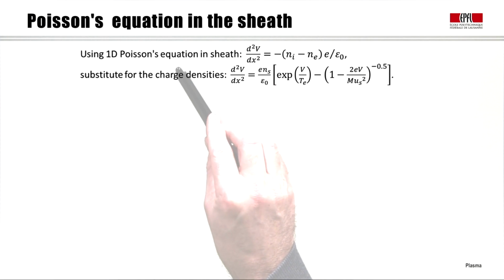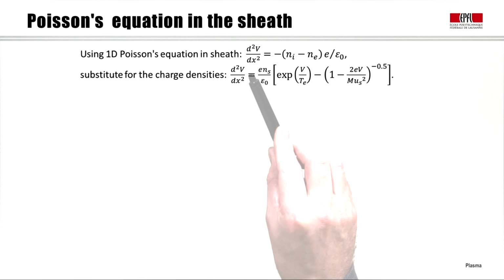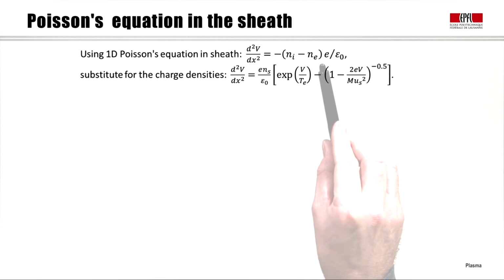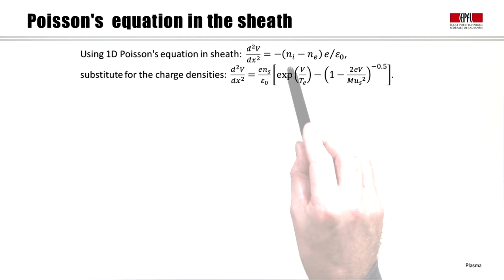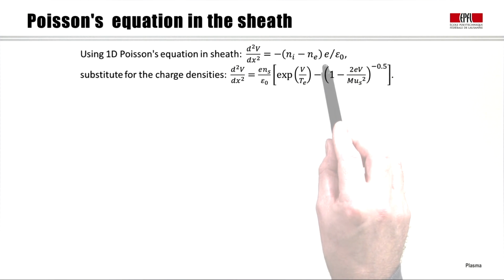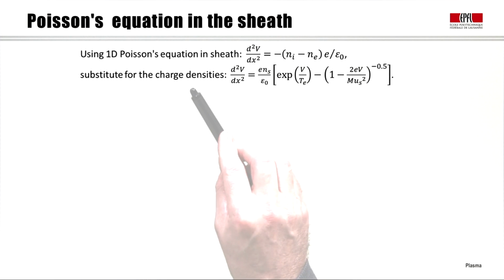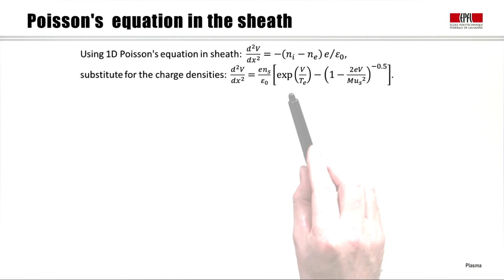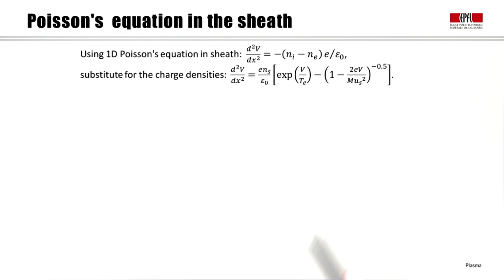Now we introduce Poisson's equation in the sheath, that is, the second differential of voltage with respect to the distance is minus the charge density divided by the vacuum permittivity. The charge density is the ion density minus the electron density multiplied by the magnitude of the electronic charge. We substitute for the charge densities from the previous slide. This is the electron contribution. This is the ion contribution.